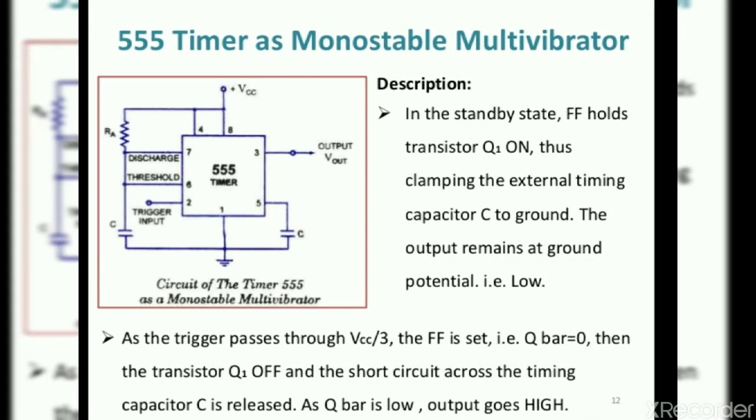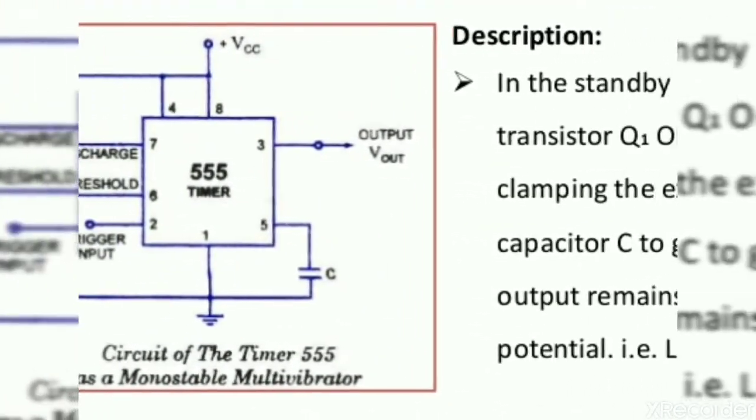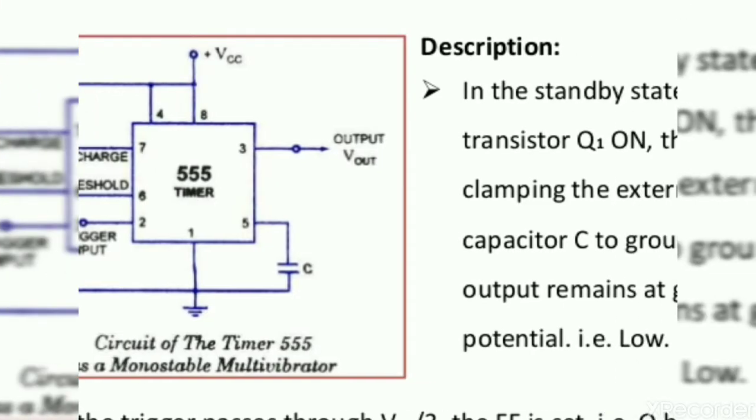Let me discuss one by one. First is the 555 timer as a monostable multivibrator. You can see the pin description of the 555 timer; we already discussed the pin configuration. To have the 555 timer operate as a monostable multivibrator, we have to connect the circuit in this particular fashion. First you have to understand what the IC 555 timer internally consists of, which we discussed in the previous video on its internal architecture.